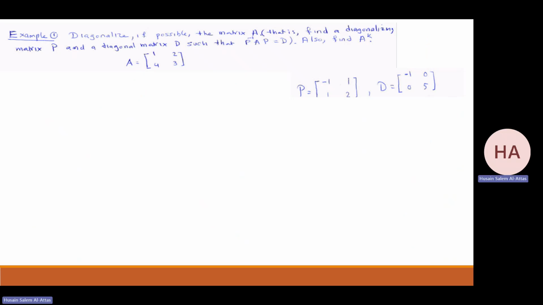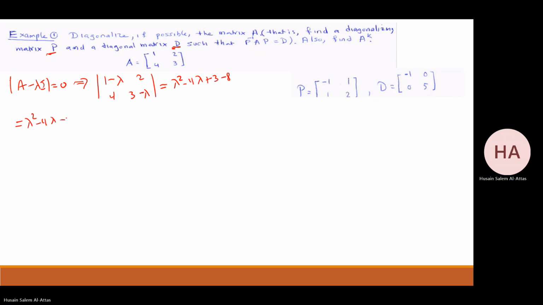Okay. Now, a different example. Find P and D, as usual, if the matrix is diagonalizable. I'll do the eigenvalues. So I get 1 minus lambda, 2, 4, 3 minus lambda. That gives me lambda squared minus 4 lambda plus 3 minus 8, which equals lambda squared minus 4 lambda minus 5. Actually, I can factor it. It will be lambda minus 5, lambda plus 1 equals 0. So lambda is minus 1 and 5.